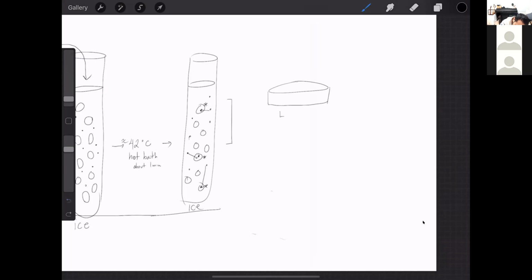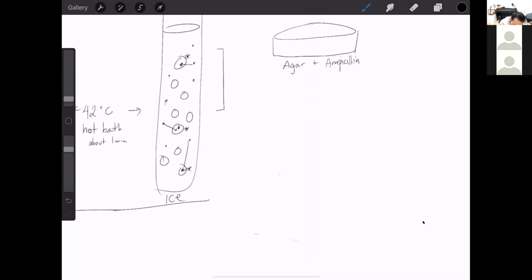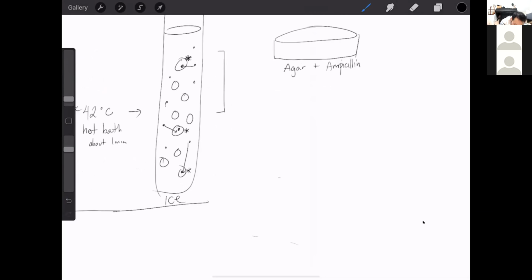This would be agar, which is just food, plus ampicillin. Because think about it this way. If you look at these cells, let's say that this one right here was transformed, this one right here was transformed, and the one at the bottom here was transformed, right? These guys would actually be able to grow because they have the plasmid, which has the ampicillin resistance. But the other cells, like this one, or this one, or this one, or this one, that didn't get transformed, well, they don't have ampicillin resistance. And because ampicillin is an antibiotic, they're going to die when we plate them.